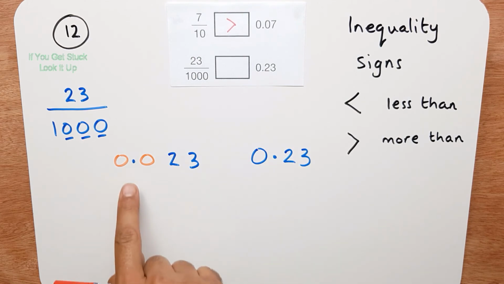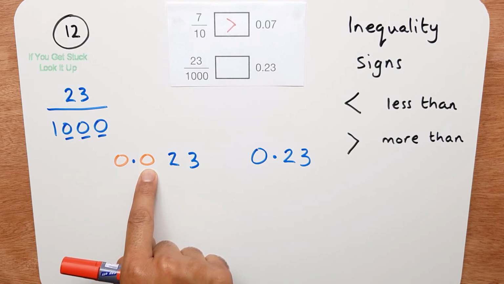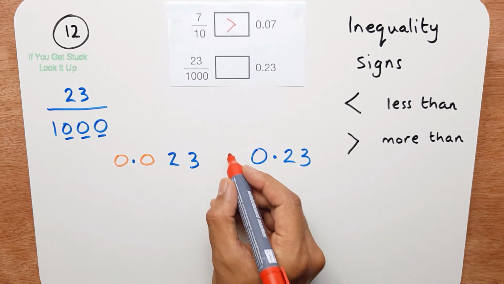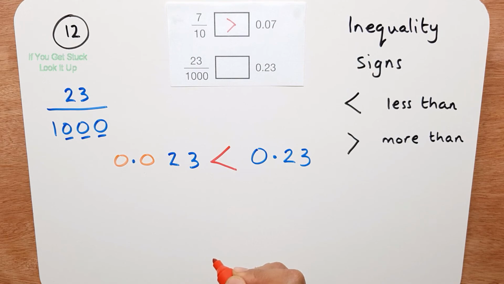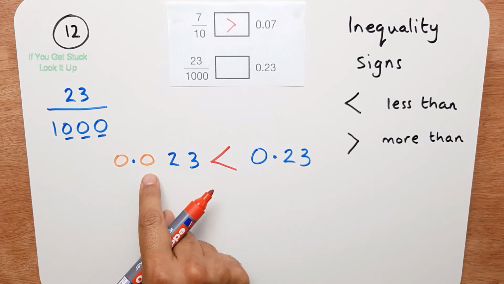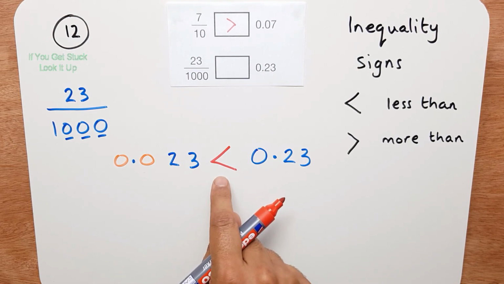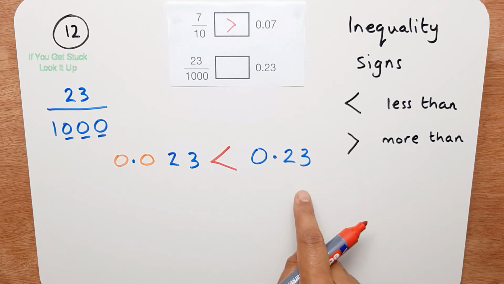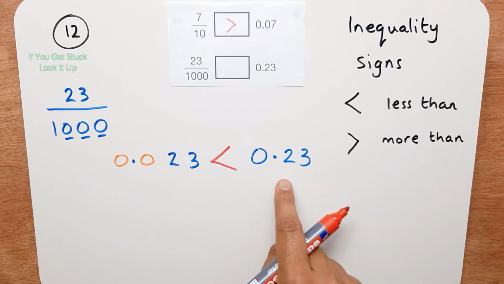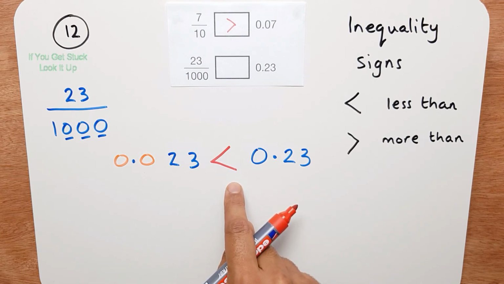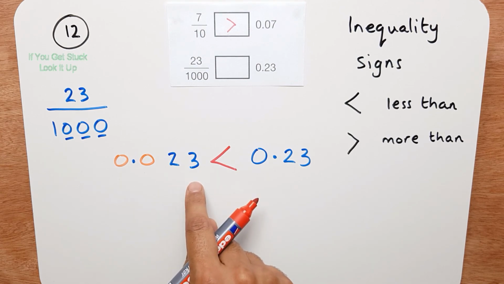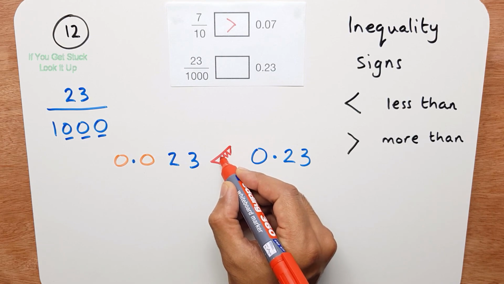0.23. So I can see that there's a 0 in the tenths column and there's a 2 in the tenths column. So this number is bigger. So the crocodile has to eat this. There. So I can say 0.023 is smaller than 0.23. Now if I read it the other way, I can say 0.23 is more than 0.023. So remember, the crocodile's eating the larger number.